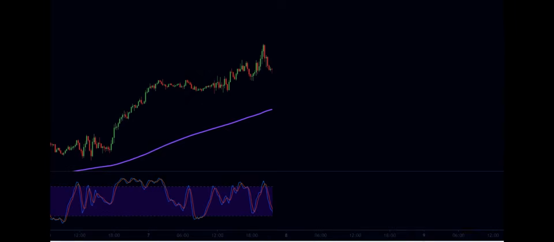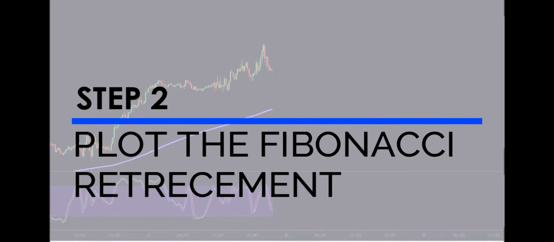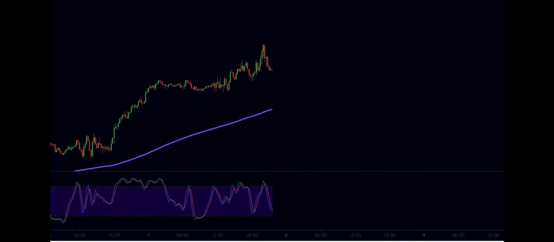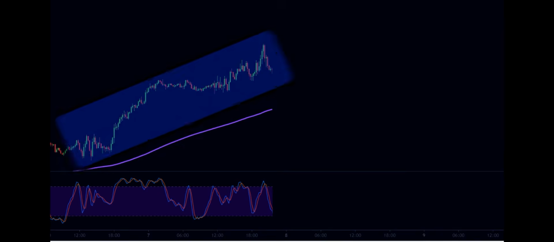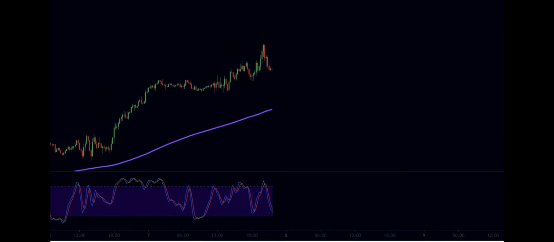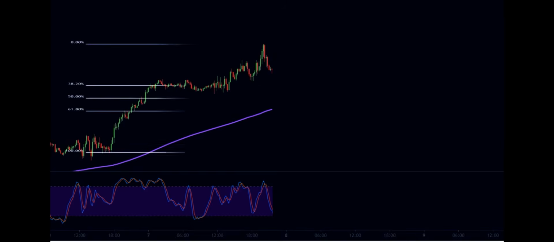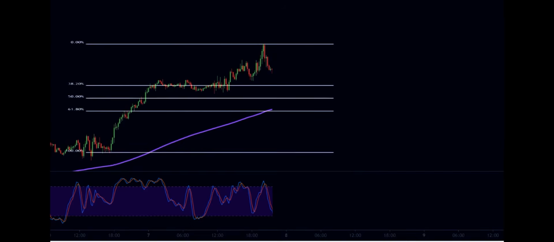So, we will only be looking for buy trades. Now the second step is to plot the Fibonacci retracement. For that we need to identify an impulsive move. Here is the impulsive move. We will plot the Fibonacci retracement by connecting the high and the low. This is how the tool looks. So now, we are expecting the price to make a pullback to one of these three lines and find support.